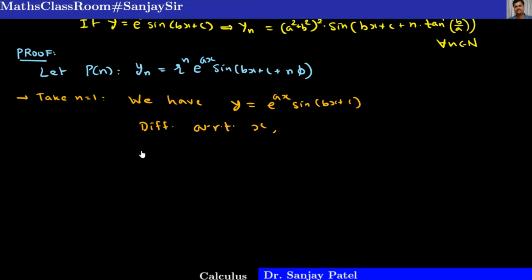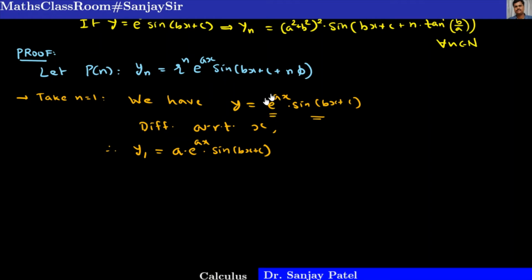So what we get is y1, we get y1 is equal to, now for differentiating this, there are two functions, one is e raised to ax, the other is sine bx plus c. So we have to use the u into v rule. So I can keep v as it is and find the derivative of e raised to ax. So the derivative of e raised to ax is a into e raised to ax, and this second function sine bx plus c I am keeping as it is.